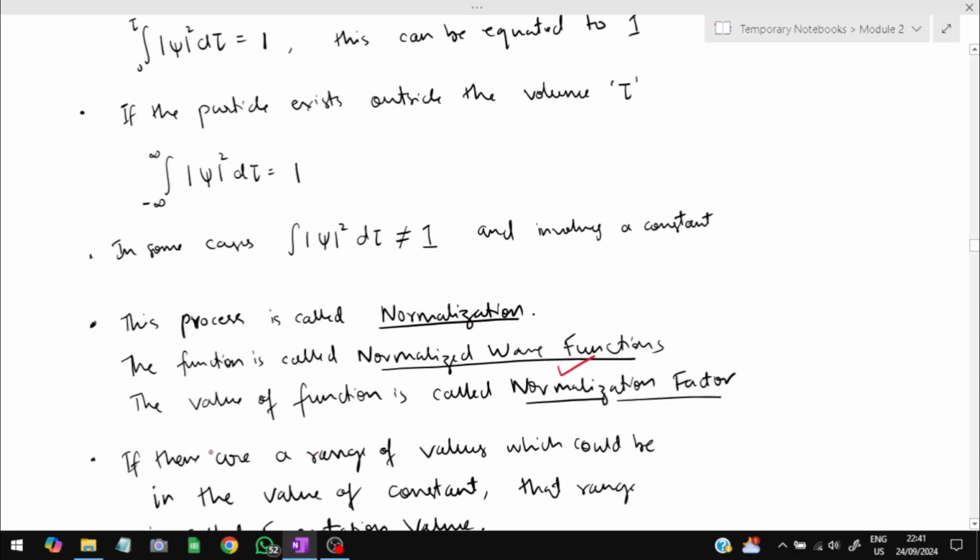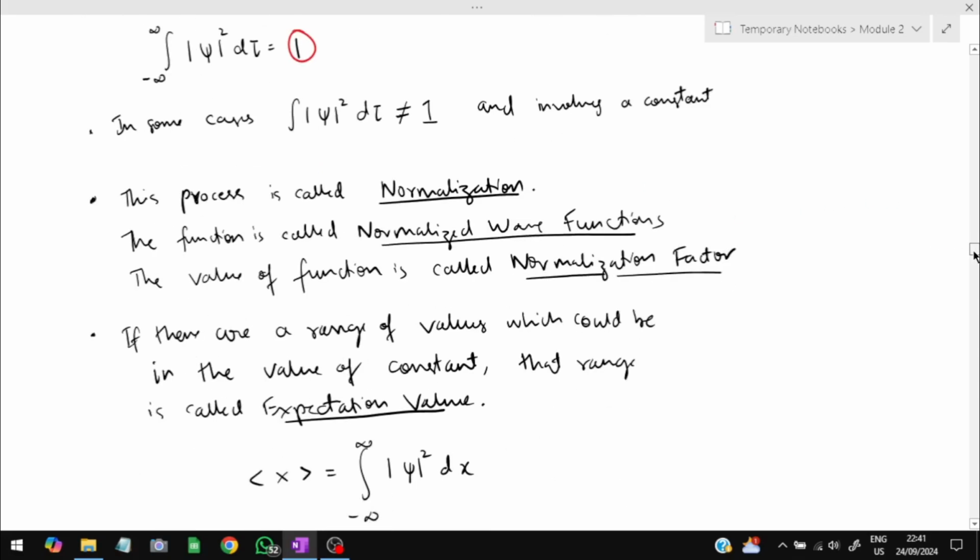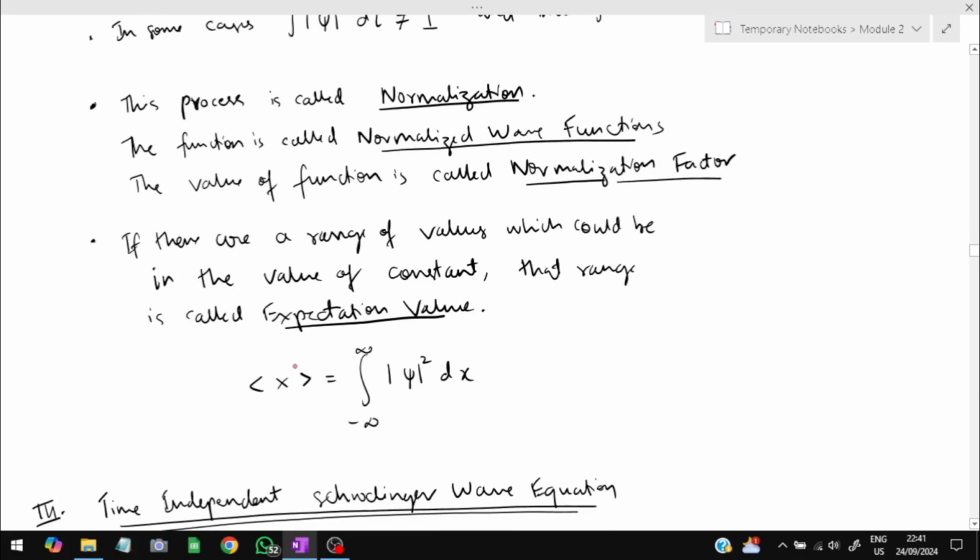Here we are considering a single constant value. If there is a range of different values, then that is represented as E, and this is called the expectation value. Here we represent it as x, the integral from minus infinity to infinity of wave function square into dx. So this is the range of expected values where the particle can exist.